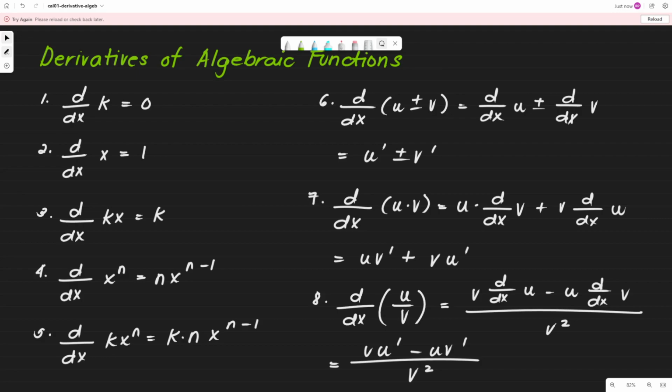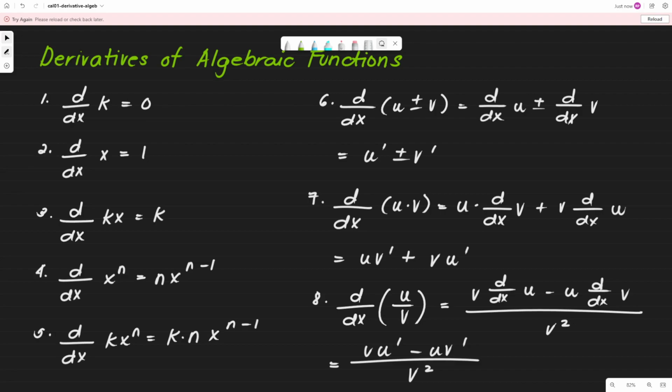Let's say for the first theorem, we have the derivative of any constant k. The derivative of any constant with respect to x is equal to 0. The derivative of x with respect to x is equal to 1. Then the derivative of a constant multiplied to x with respect to x is equal to k, meaning parang matatanggal lang yung x natin, so yung constant, yun yung may iwan.